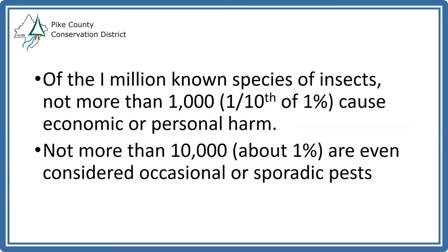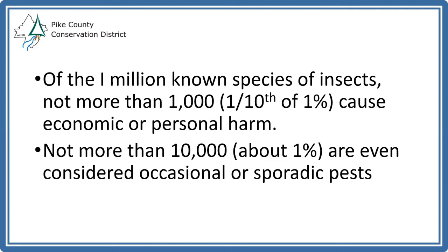Of the 1 million known species of insects, not more than 1,000, or 1/10 of 1%, cause economic or personal harm. Think about that. Not more than 10,000, about 1%, are even considered occasional or sporadic pests. The majority do not cause any or enough damage to warrant control. So we need to re-examine our fear of insects or low tolerance for any damage that they may do.